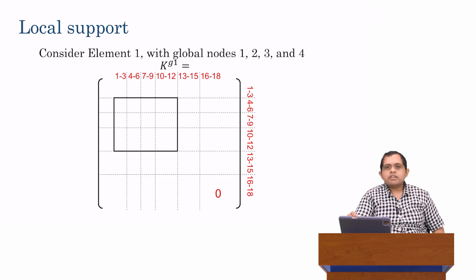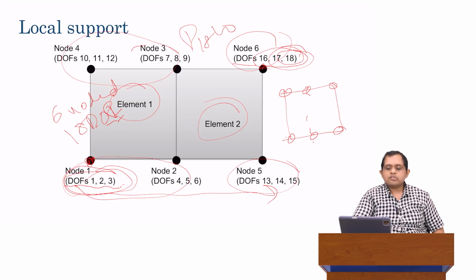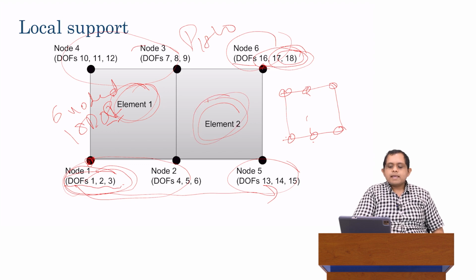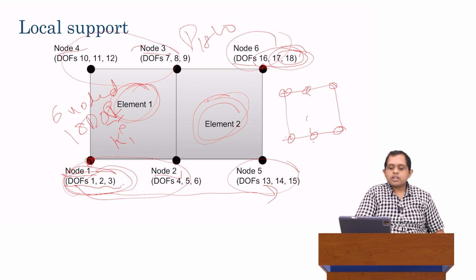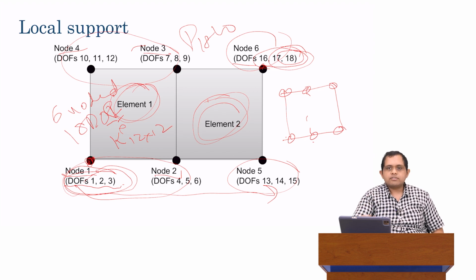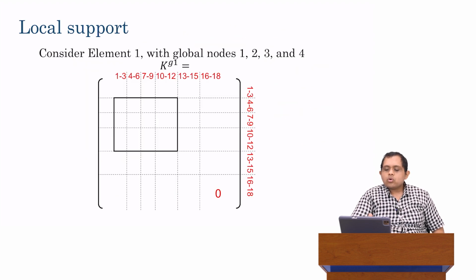Previously, we know that for each of these elements, so I've got 2 elements here, element 1 and element 2. Element 1 consists of nodes 1, 2, 3 and 4, and degrees of freedom 1, 2, 3, 4, 5, 6, 7, 8, 9, 10, 11, 12. So totally, I know that my local stiffness matrix KE is 12 by 12. That's exactly what I derived earlier in today's lecture. Okay. So the assumption of local support is as follows.